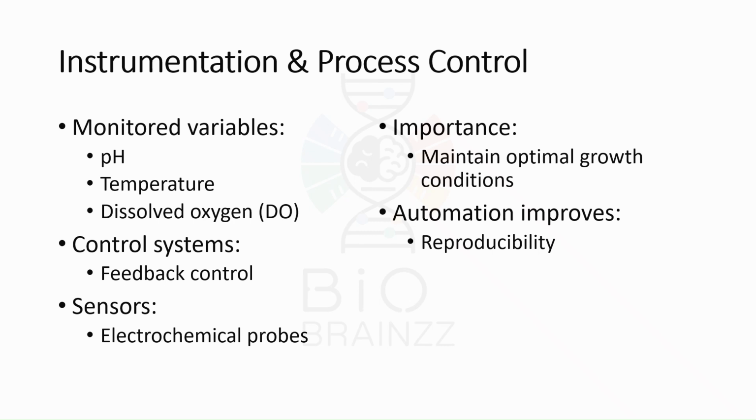Instrumentation and process control. Important parameters like pH, temperature, and dissolved oxygen are monitored in bioprocessing. These must be maintained for proper cell growth. Control systems like feedback control are used to adjust conditions automatically. Sensors help in real-time monitoring and improve accuracy.